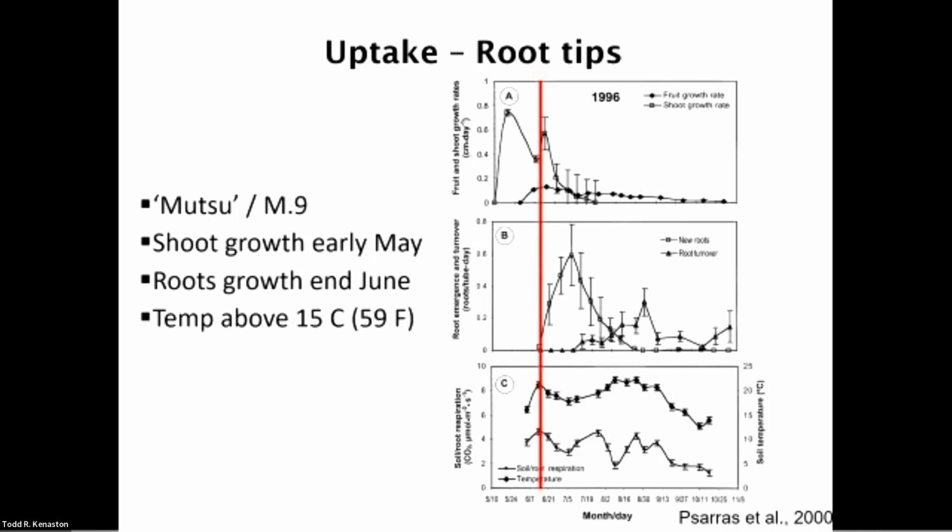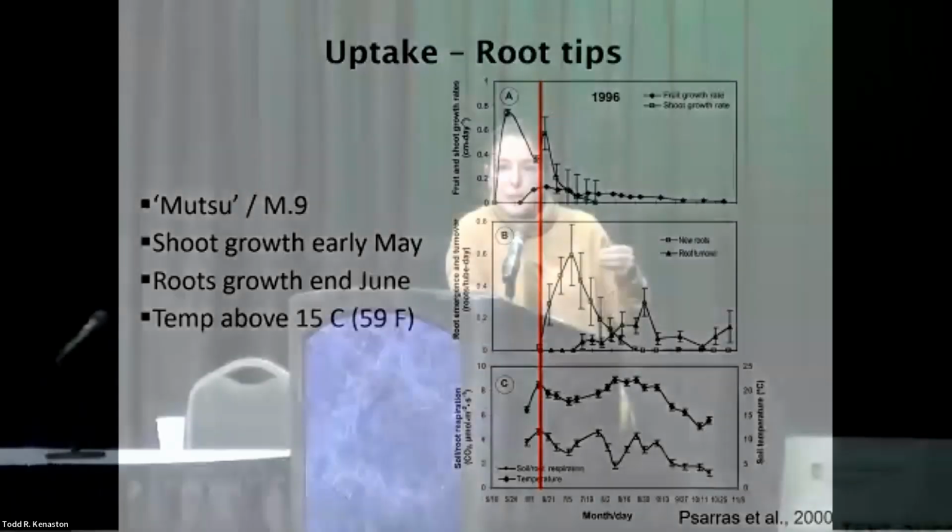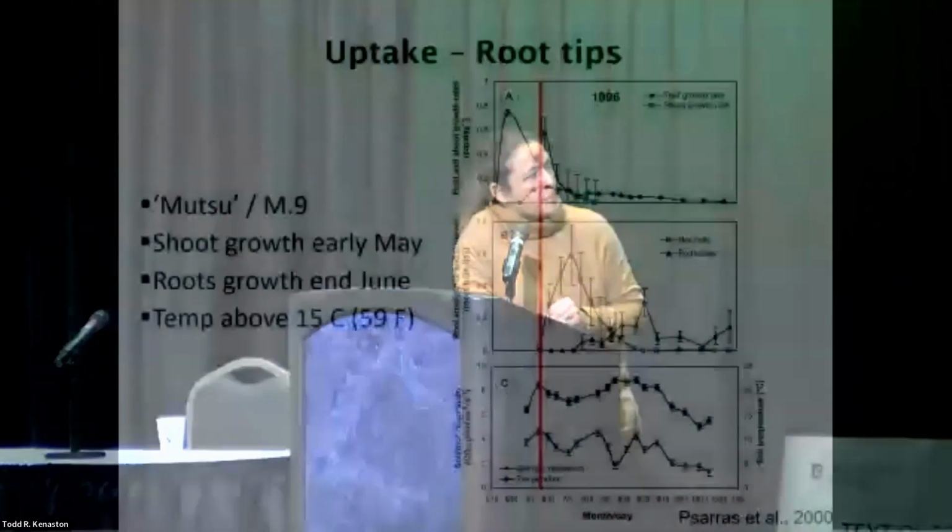So the earlier we have that root growth, we will have more supply, but initially, actually, the plant relies on whatever is in the plant as a reserve, especially for nitrogen, excuse me.